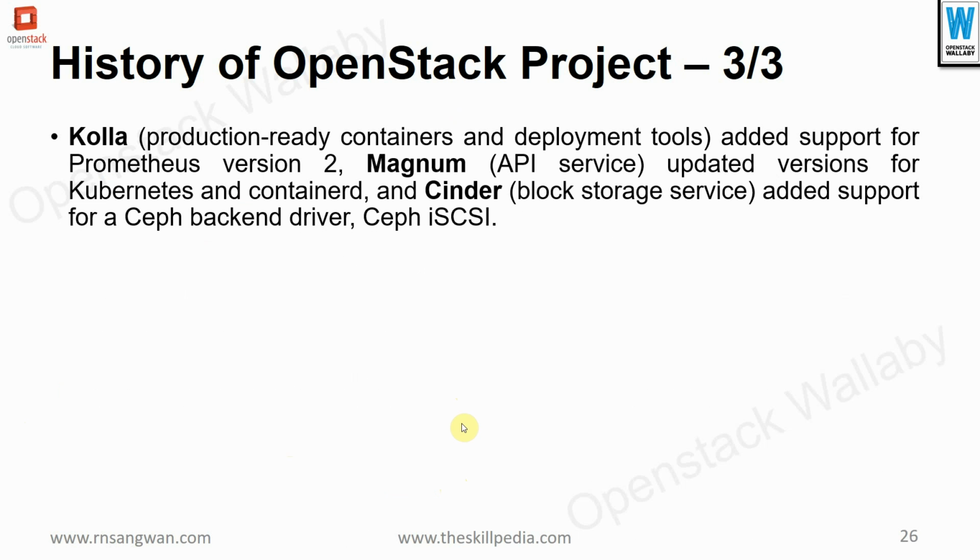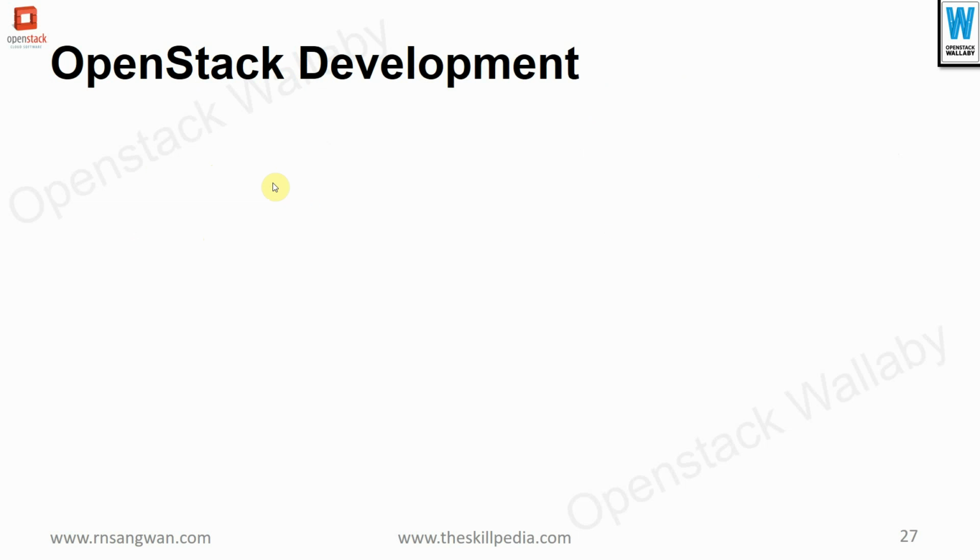Kolla is production ready containers and deployment tools. Added support for Prometheus version 2, which is nothing but a data store, a database for time series data. Magnum API service updated version for Kubernetes and containerd, and Cinder, that is block storage service, added support for Ceph backend driver Ceph iSCSI. The Ceph enhancement is available in version 23 edition, which is Wallaby.